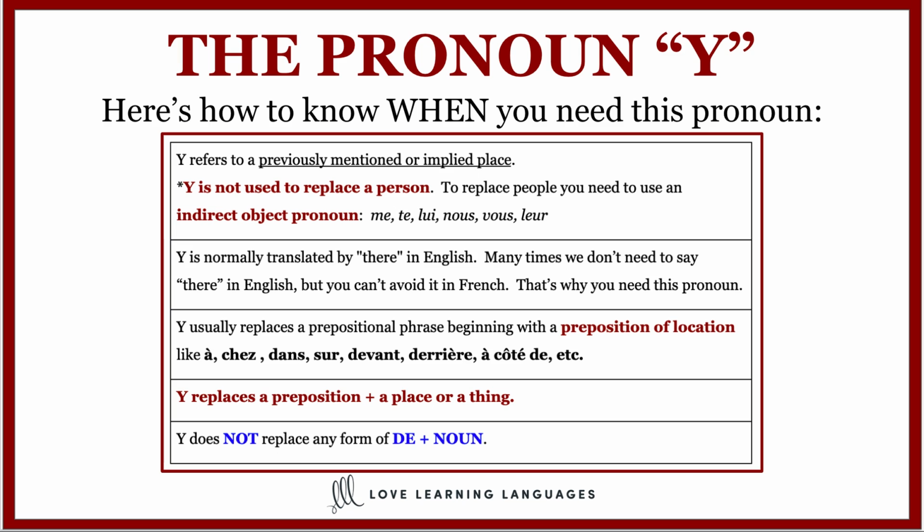So if you have à followed by a person, I'll just repeat this, you're not going to use y to replace that person. If you look back up here at the top, you are going to need an indirect object pronoun, okay, to replace the person. Another important thing, so I've just said that y replaces a preposition plus a place or a thing, but even though de is a preposition, you don't use y with de. We're going to talk about de when we start looking at the pronoun en, okay? So let me give you some examples.